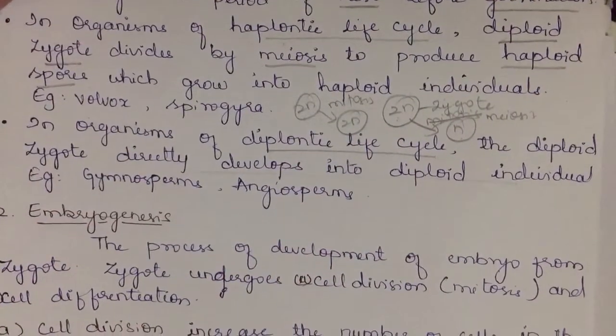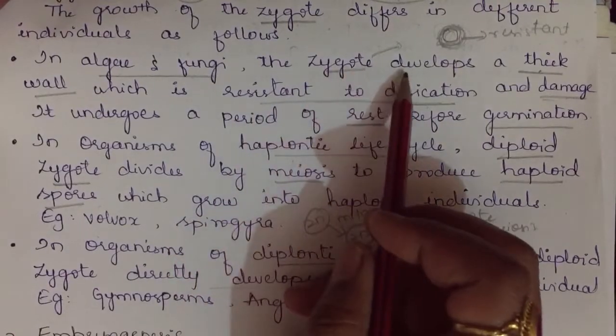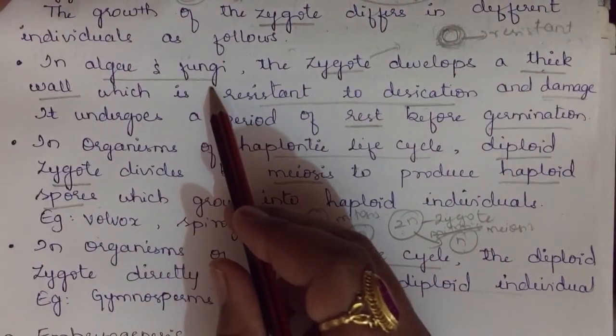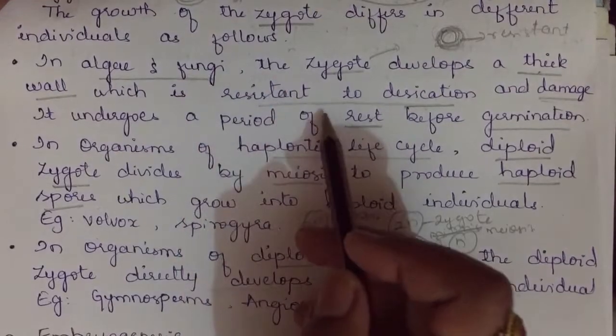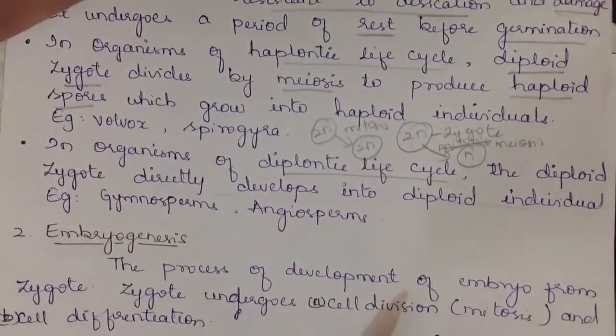Next, in this part we have got one of the questions: why does the zygote develop a thick wall in algae and fungi? That was the question. The answer was: resistant to desiccation and damage. This kind of question we have got.